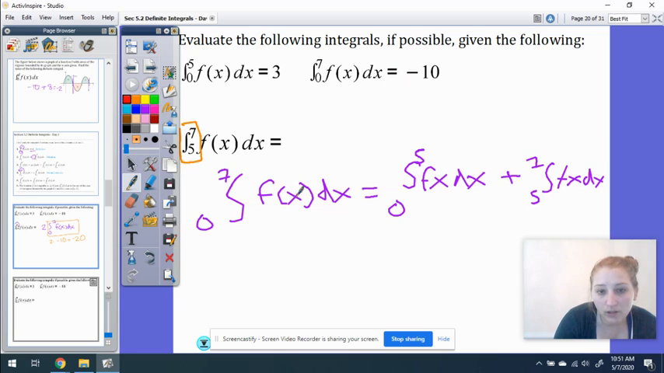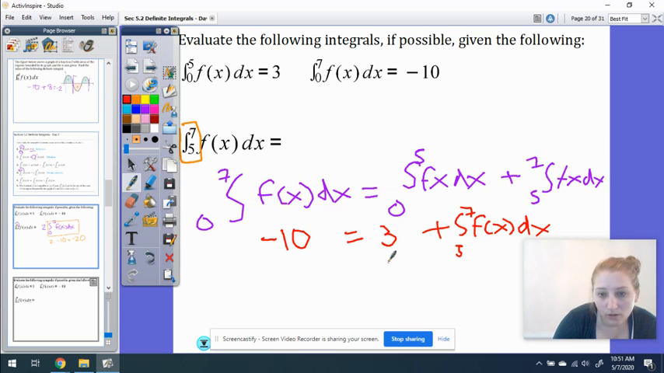So this is -10, and this is 3, and I'm trying to find this. So we're going to subtract 3. We're going to end up with -13 equals, oh, I wrote that wrong.